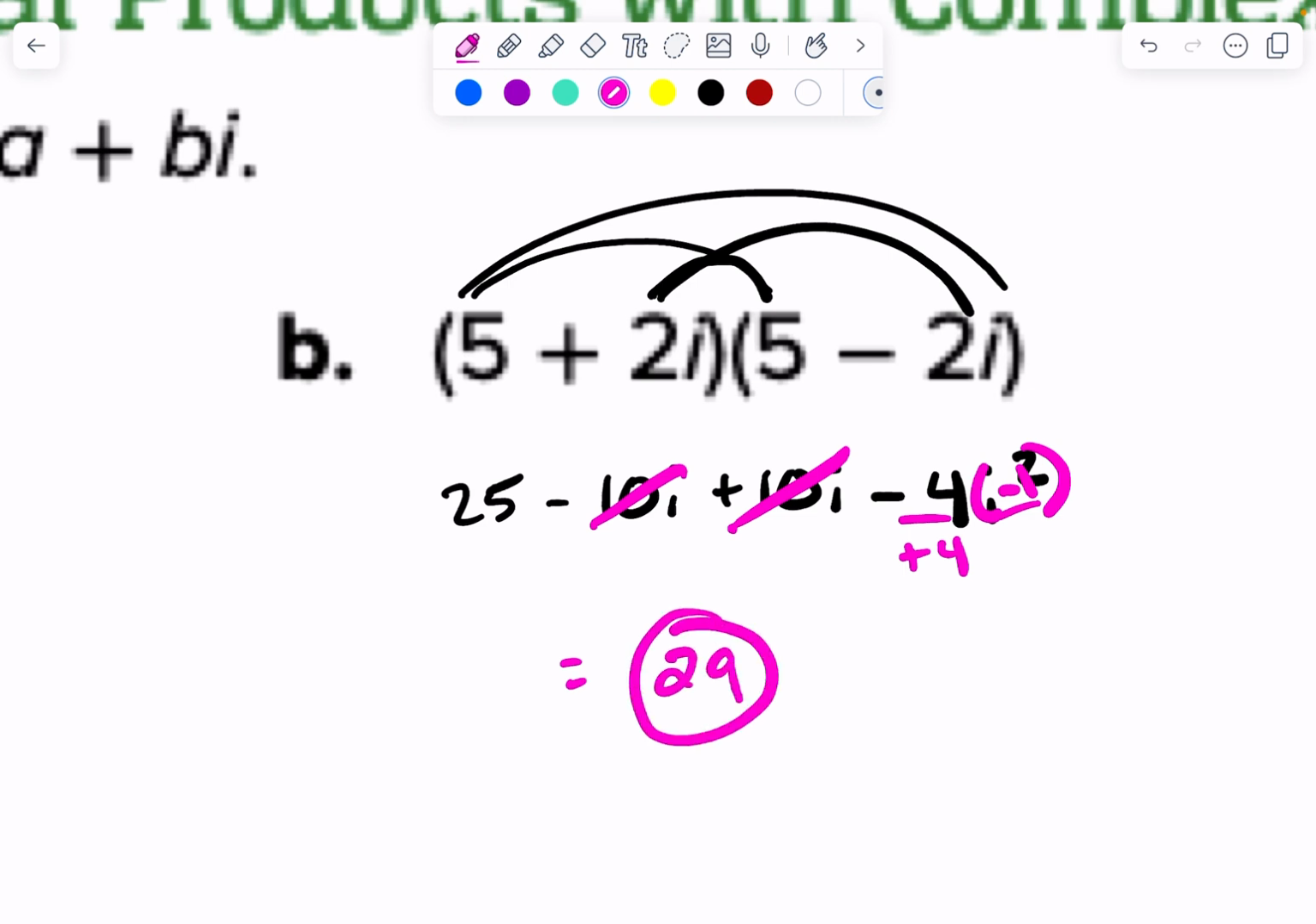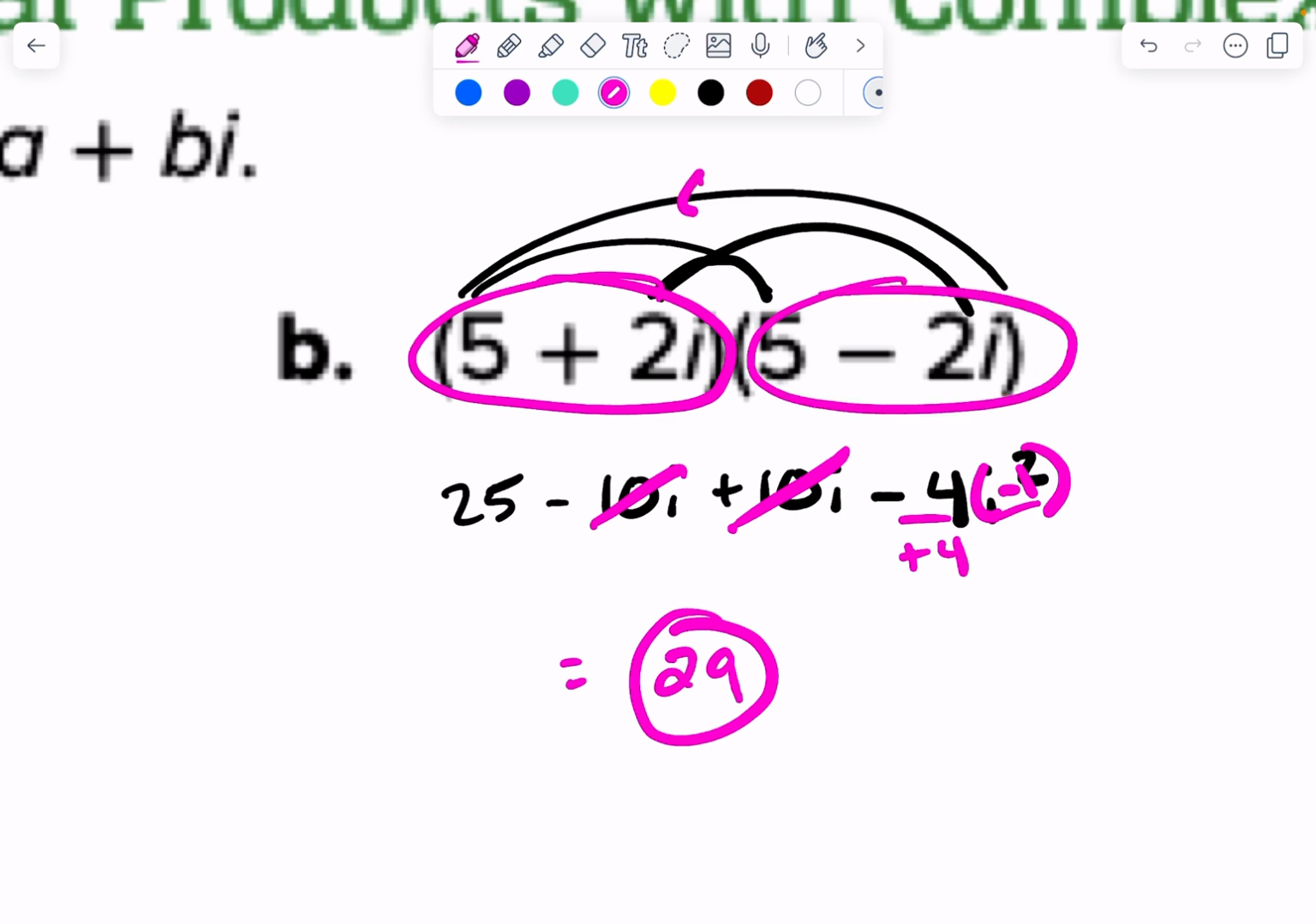Why did our middle two pieces cancel out? Look at these two. Those two things are conjugates. If we could recognize that beforehand, we just know to skip those middle two steps because we know that they're going to cancel. Okay, I've talked long enough.